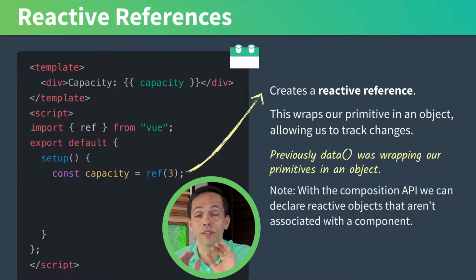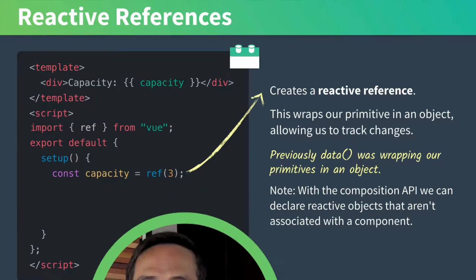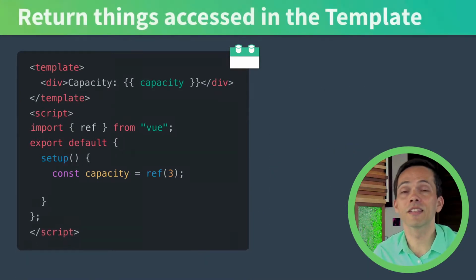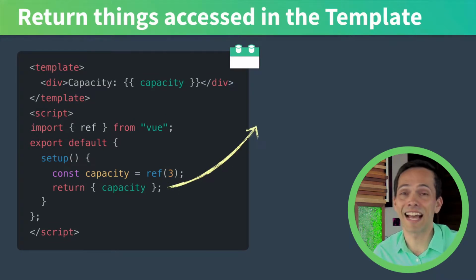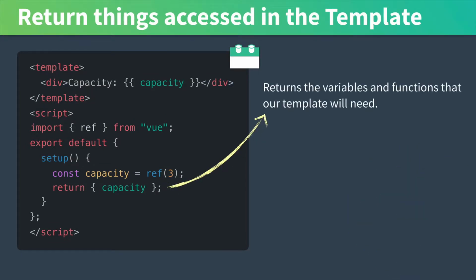As a side note, with the composition API and the way Vue 3 does reactivity, we can now declare reactive objects that aren't associated with the component, which is quite powerful. Lastly, our setup method needs to return anything that needs to get accessed from the template. So in this case, it's capacity.